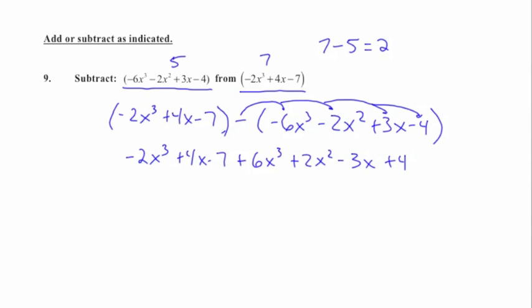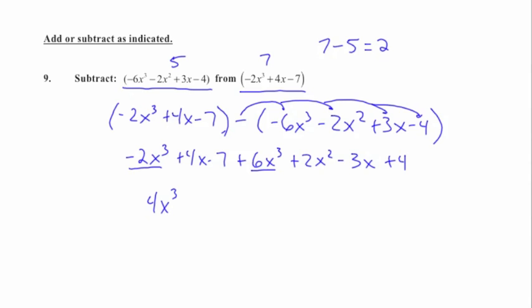Now that I've got the negative all distributed, now I can just look to combine the like terms. And I would start with the highest power terms that appear in my polynomial, and it looks like my cubed terms. So I have this negative 2x cubed and this positive 6x cubed. So when I combine those, I will add those together, and that would give me a positive 4x cubed.